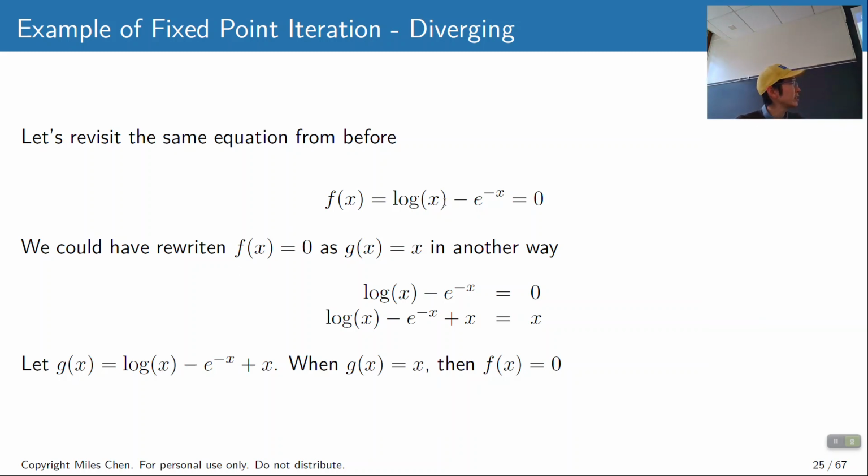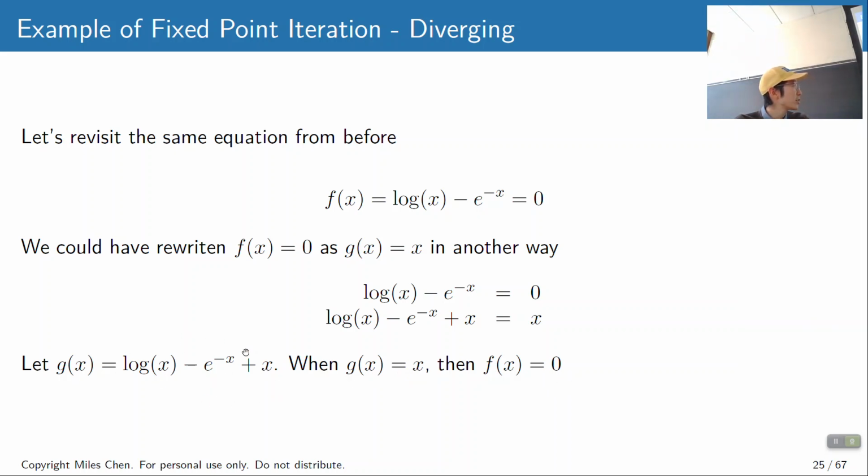All right, so here's an example where we have a repelling or diverging case. So we have the same function, log of x equal to e to the negative x, and we could say, oh, you know what? Let me just add x to both sides, okay? And then so if I say g of x is equal to this, log of x minus e to the negative x plus x, and I say, okay, when g of x equals x, that's got to be when f of x equals 0. That's true, okay?